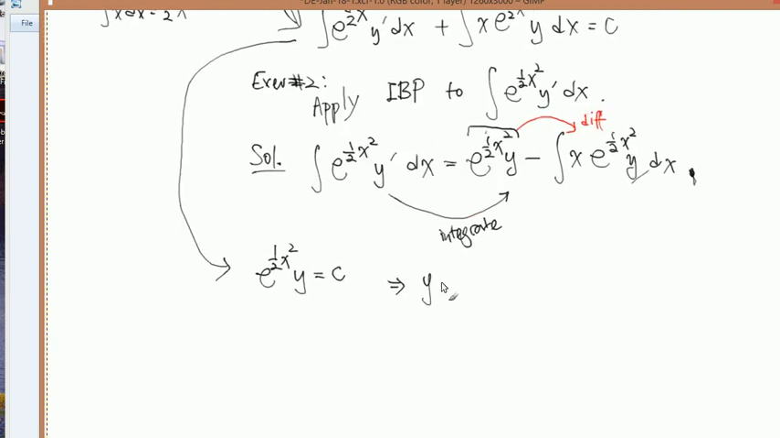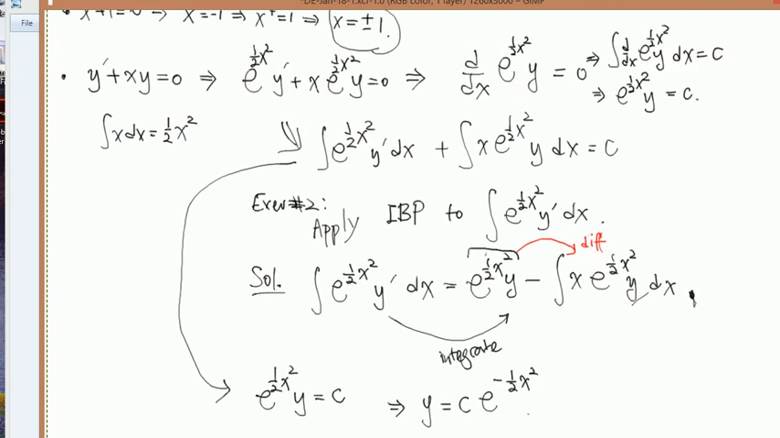Y equals C times e to the negative 1/2 x squared, right? So this whole argument shows a uniqueness or existence. Uniqueness, right? We start with: suppose there is a solution that satisfies this one, and all this argument says it must be this guy, right?